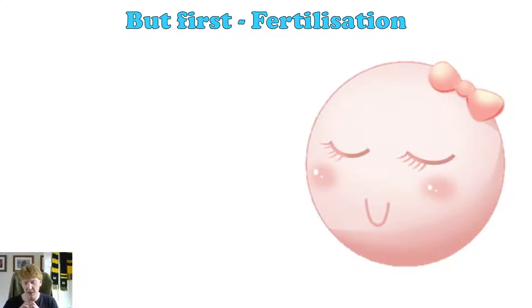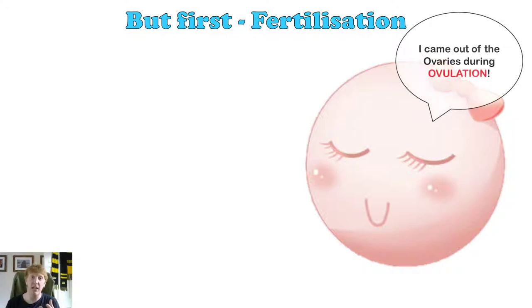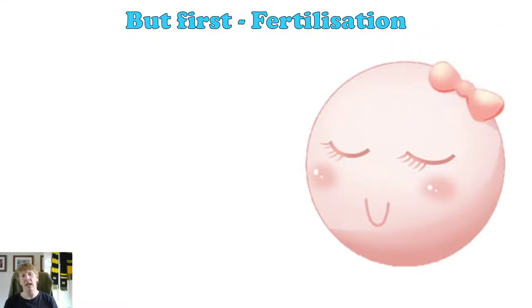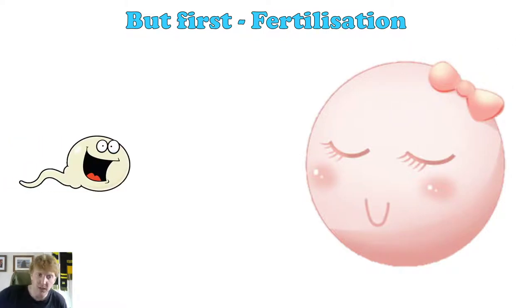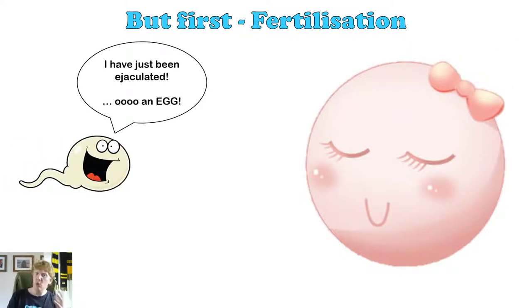First, before we understand contraception, let's understand what fertilization is. And so we've got an egg just here, which has come across on the right. Fertilization is actually when a sperm meets an egg. So this egg came out of the ovaries during a process known as ovulation, which is when an egg is released. And here comes our friend, the sperm. Now the sperm says, oh, I have just been ejaculated. And look, it's an egg, right?